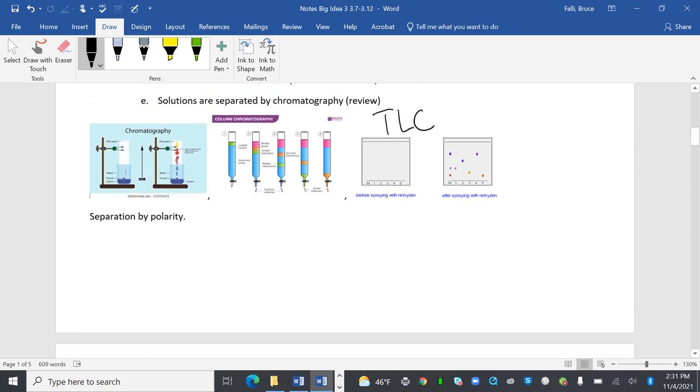But all of the chromatography things are separating by polarity. Whoa, that is a weird looking shape. Try it again. Much better.